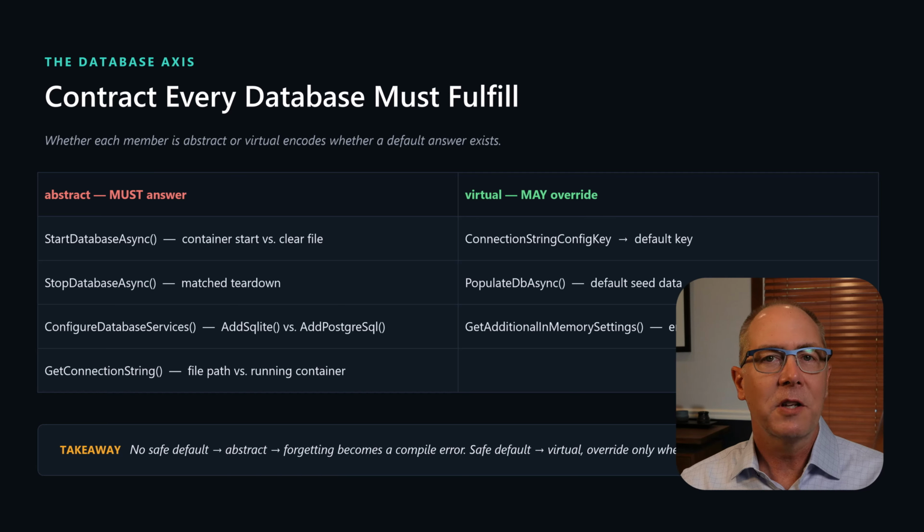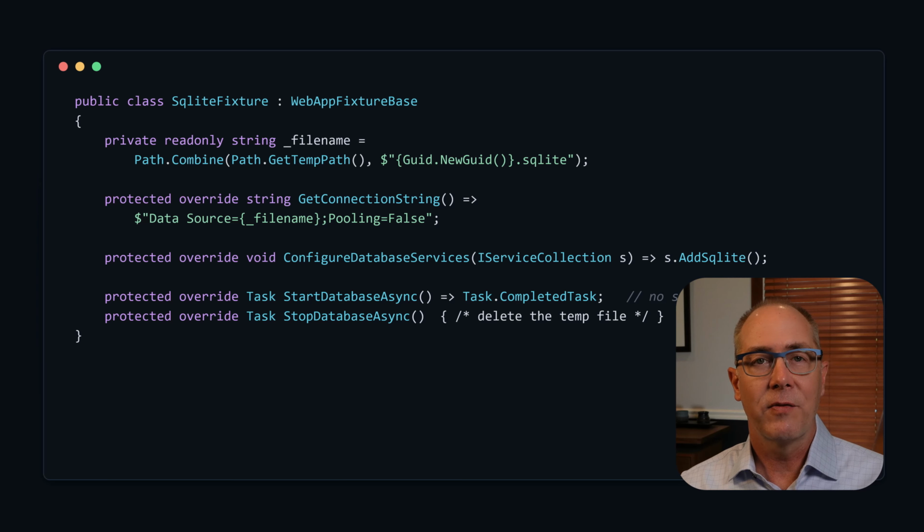So let's just look at an example of a fixture that inherits from that base class. And I think SQLite is a great one to start with because there's not so much to it. You don't need a test container to spin up in Docker at all. It's really just a file. So start database async can just return a completed task because there's nothing to start.